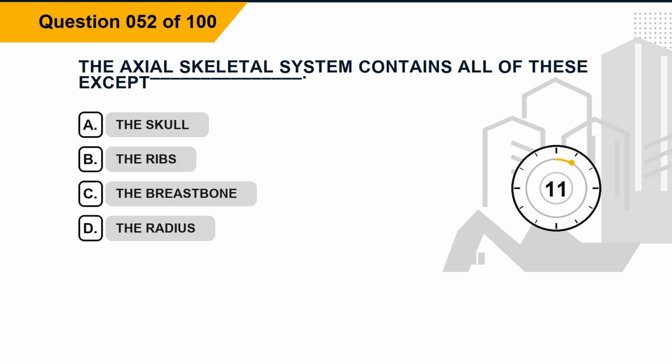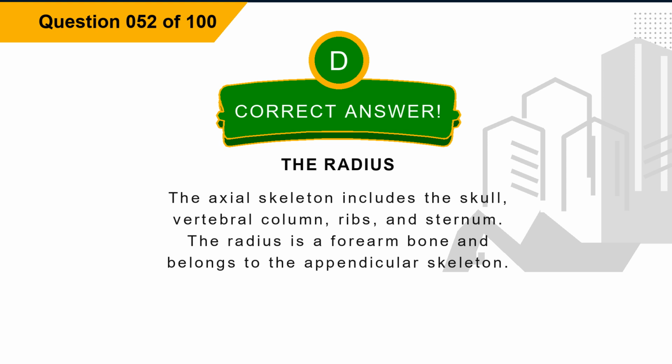Question 52. The axial skeletal system contains all of these except blank. Option A, the skull. Option B, the ribs. Option C, the breastbone. Option D, the radius. The correct answer is option D, the radius. Explanation. The axial skeleton includes the skull, vertebral column, ribs, and sternum. The radius is a forearm bone and belongs to the appendicular skeleton.